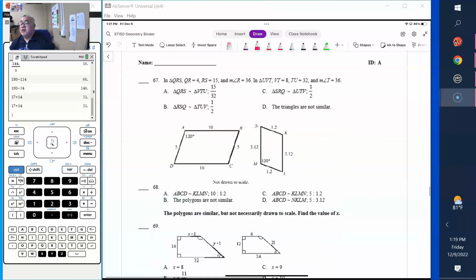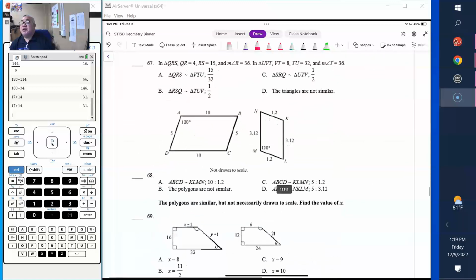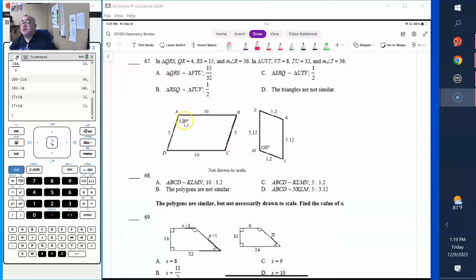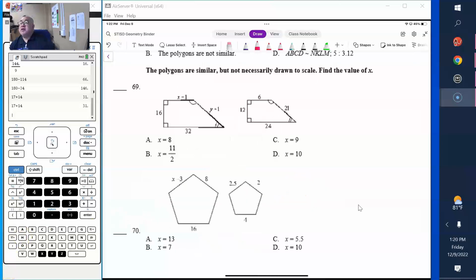We're trying to check if the polygons are similar. We know that A corresponds with M, and they're saying A corresponds with K. The polygons are similar, but not necessarily drawn to scale. Find the value of x.